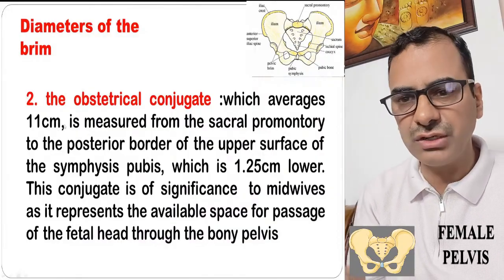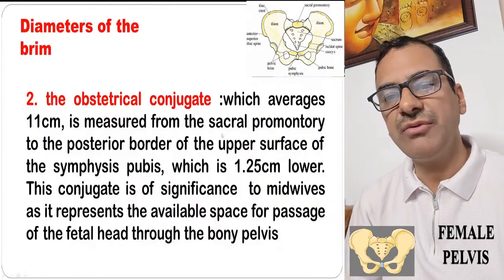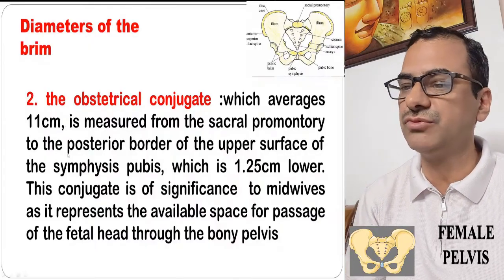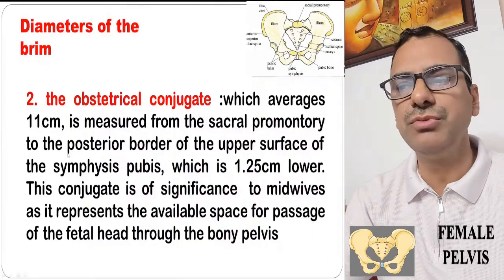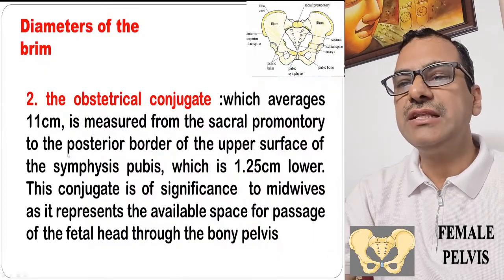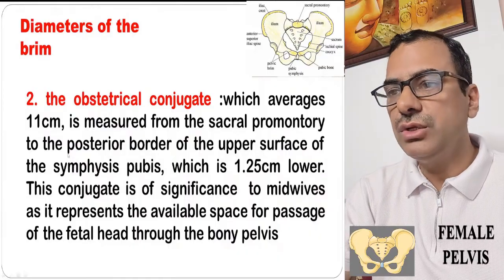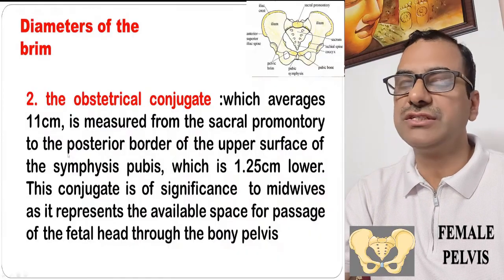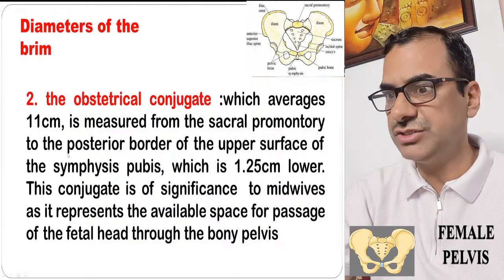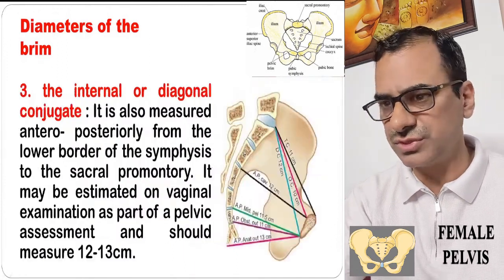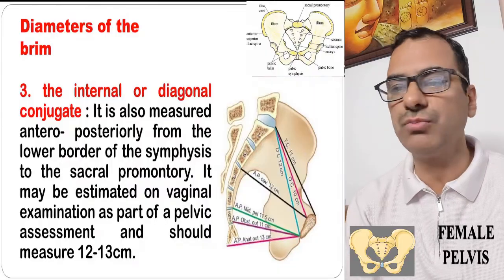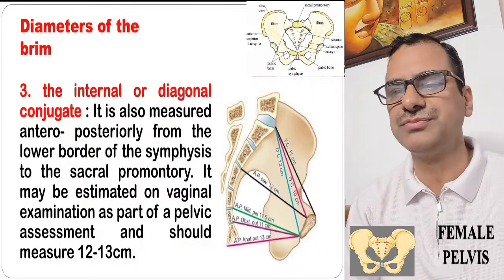One is anatomical conjugate, which averages 12 centimeter and is measured from the sacral promontory to the uppermost point of symphysis pubis. Then there will be obstetric conjugate, which averages 11 centimeter and is measured from the sacral promontory to the posterior border of upper surface of symphysis pubis, which is 1.2 centimeter lower.